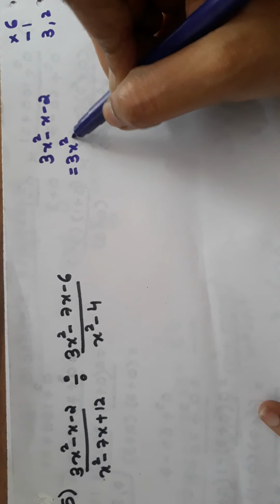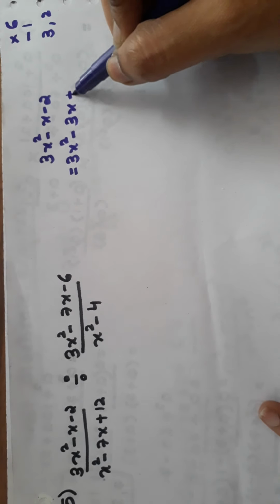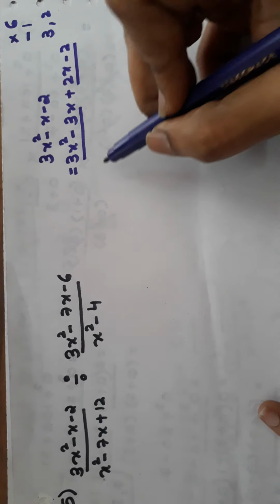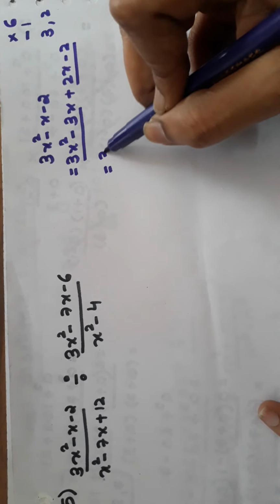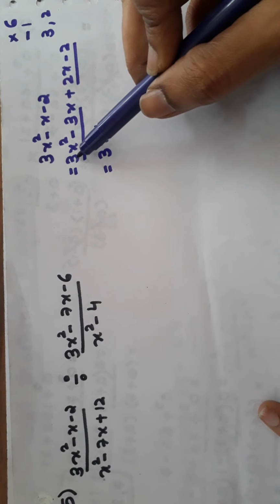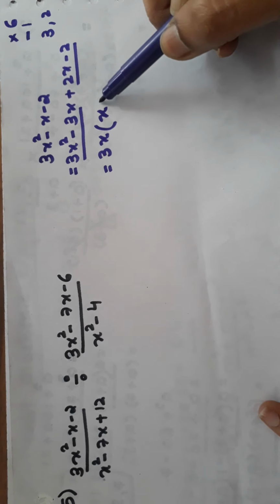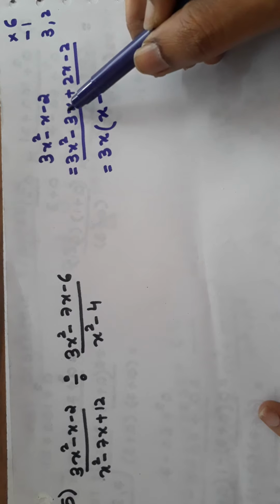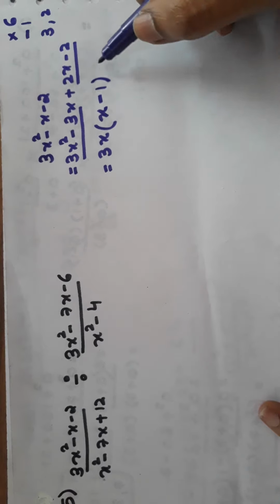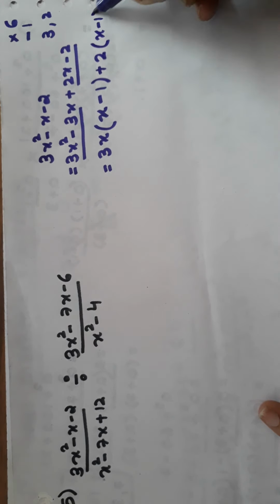3x² − 3x + 2x − 2. Take the bigger number with the minus, minus into minus is plus 2x. Pair the first two terms and the last two terms. 3x is common in both the terms; from x² I have taken x common, so x − 1 remains. Plus 2 is common in both the terms: x − 1.